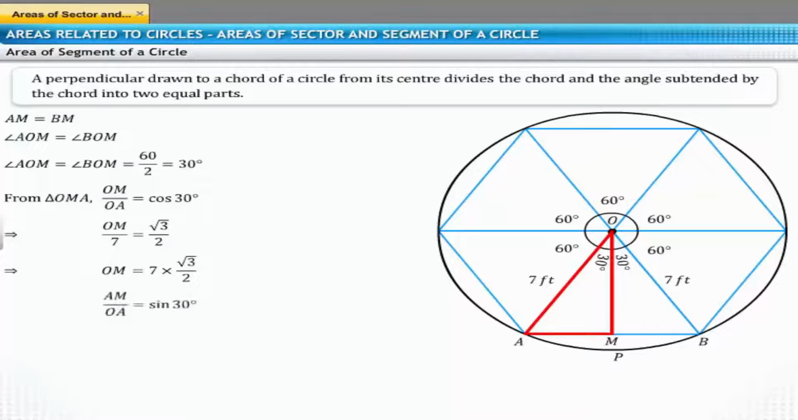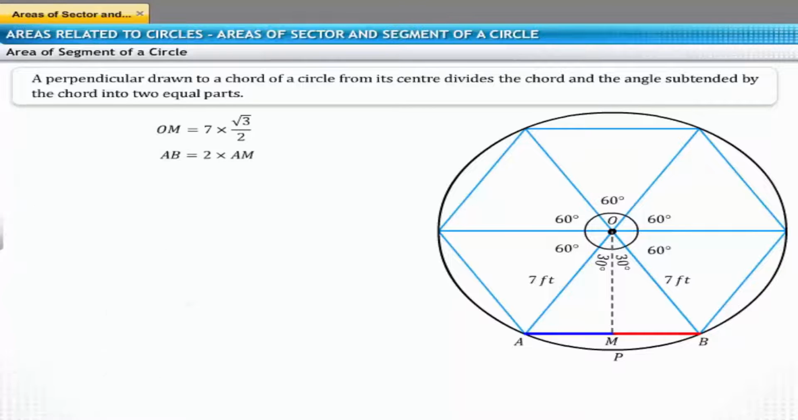Similarly, AM divided by OA is equal to sin 30 degrees. This implies that AM divided by 7 is equal to 1 upon 2. On simplification, AM is equal to 7 divided by 2. Now base AB is equal to twice AM. This implies that AB is equal to 7 feet.